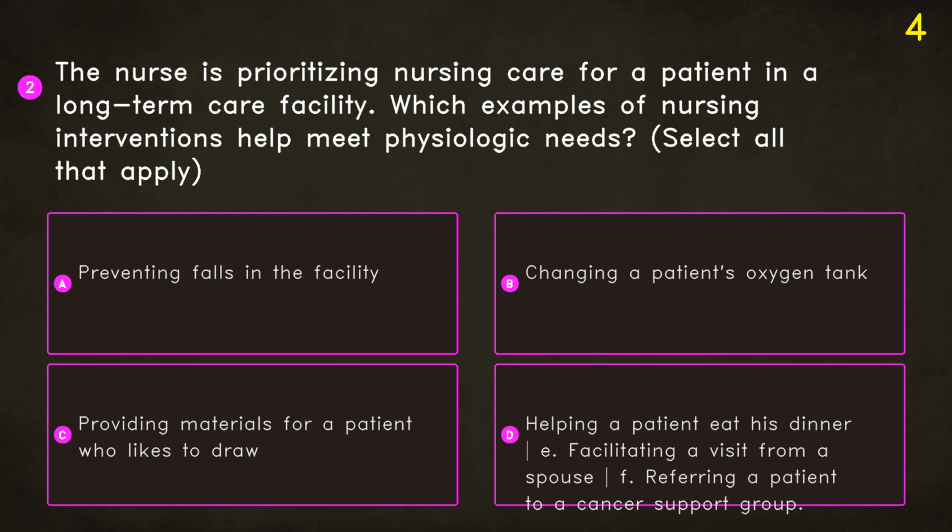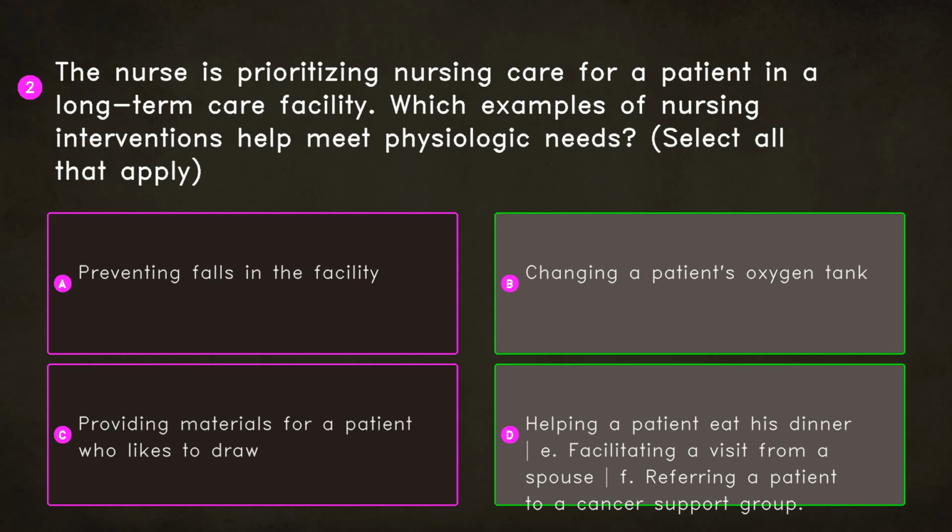E. Facilitating a visit from a spouse. F. Referring a patient to a cancer support group. The correct answer is changing a patient's oxygen tank and helping a patient eat his dinner.